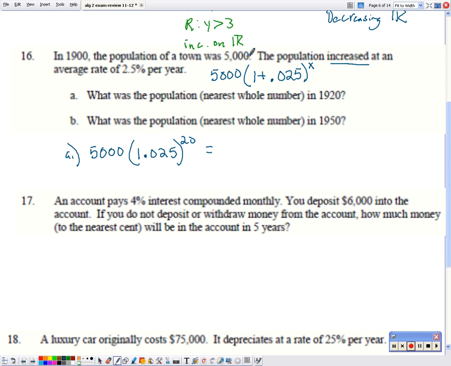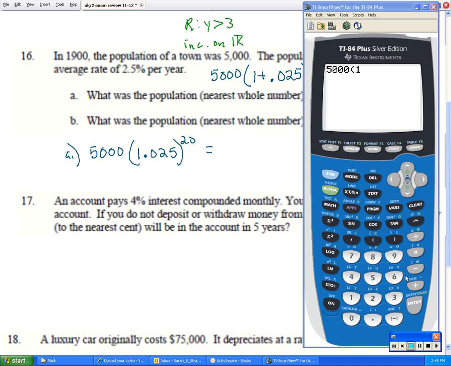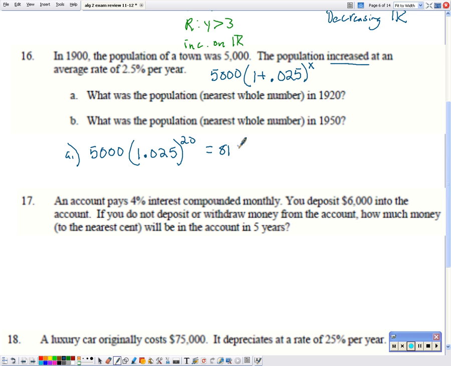And get about, let's see, 0.025. Close parentheses to the 20th power. And that gives me, well, I want to round that to the nearest person, because that would be weird. You don't want to have 0.08 of a person living in your town. That would be disgusting. So, it was at 93.